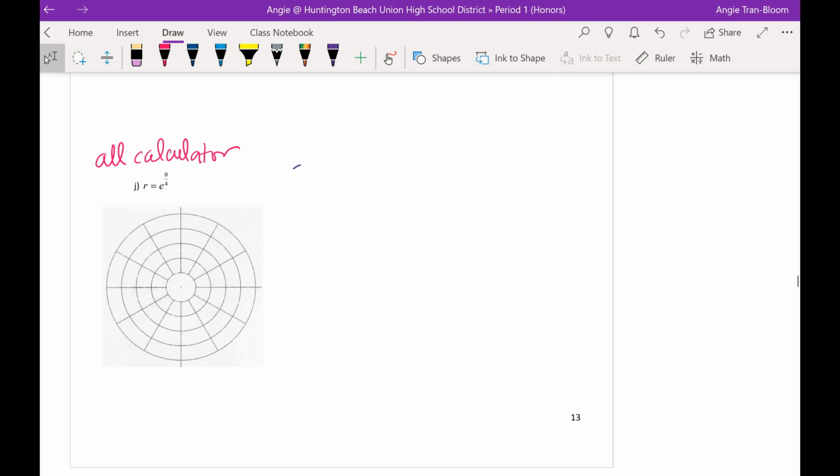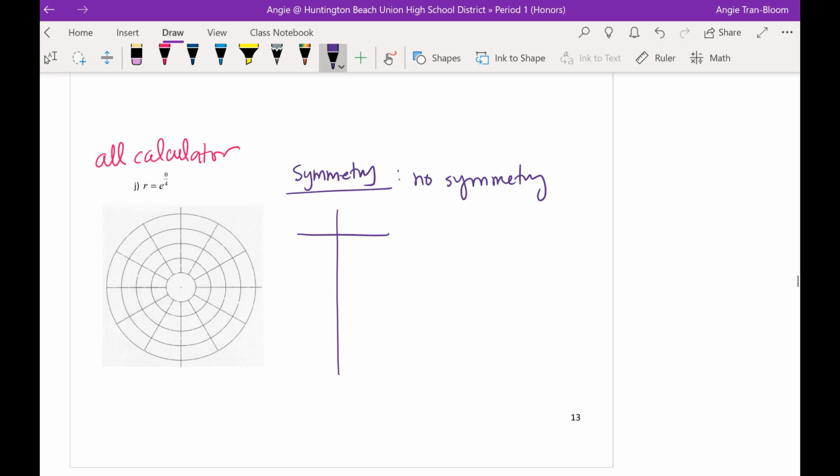Okay, here we go. Symmetry test. By just looking at your graphing calculator, is there a symmetry? No. Okay, so that should correlate. No symmetry. Because there's no symmetry, you have to do the table for all of them.